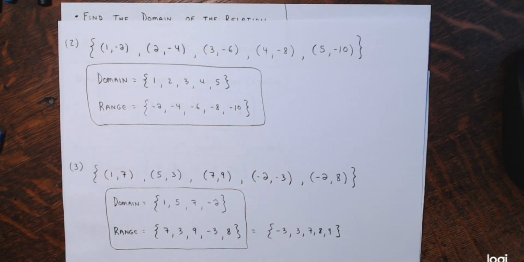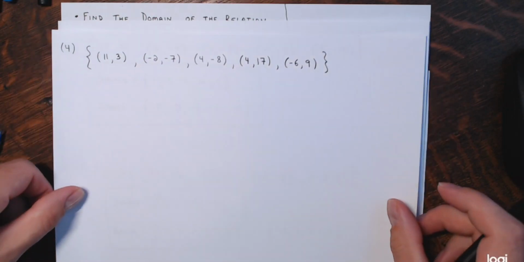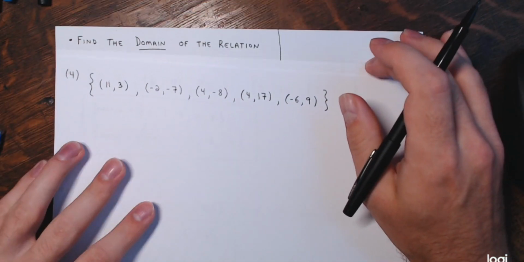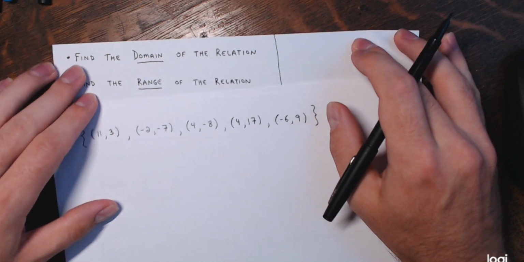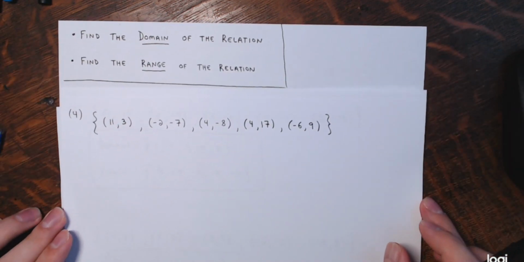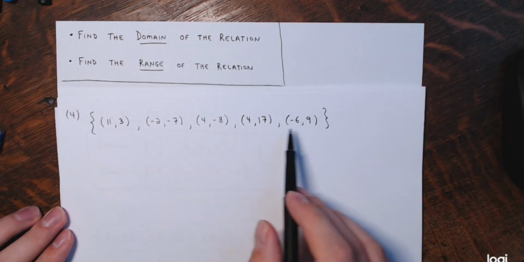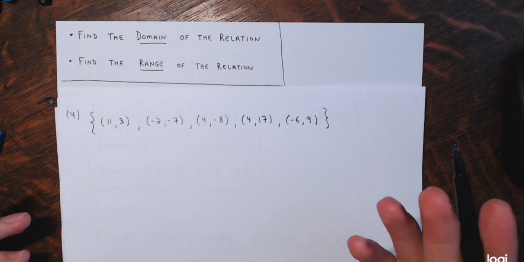All right. And then the last of these examples, then we'll get into some mappings, right? Right now all these examples have just been sets of ordered pairs. And so example 4 here is a set with, again, 5 ordered pairs.